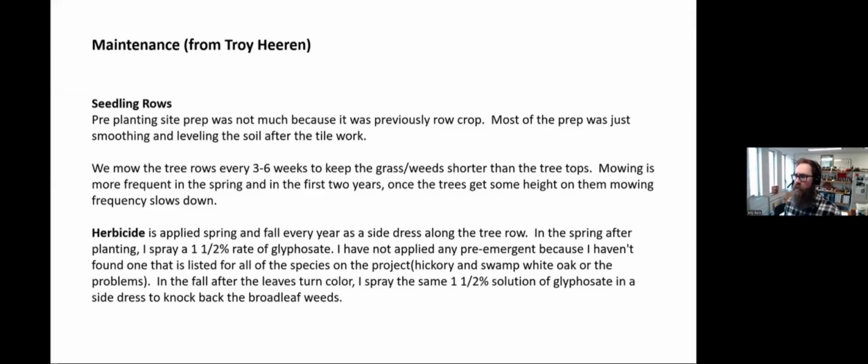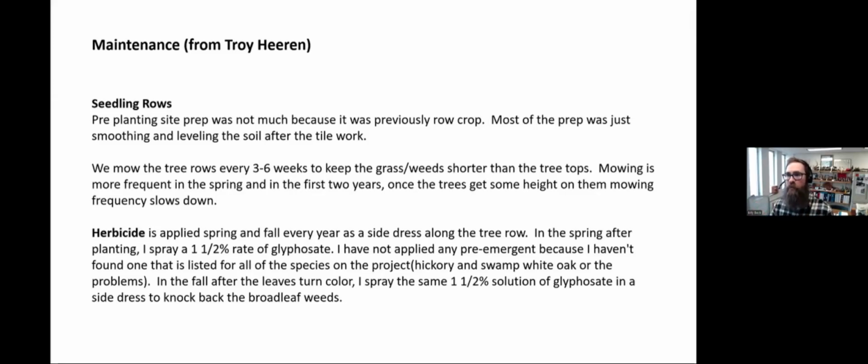In the seedling rows, I won't read this, but I'll give you the main points. Site prep is critical in tree plantings. However, we were starting from a bare crop field. So we smoothed out and leveled the soil after the tile work. I think he did put down some pre-emergent herbicide within the tree planting rows. So we really targeted the tree planting rows for grass herbicide, grass vegetation control.